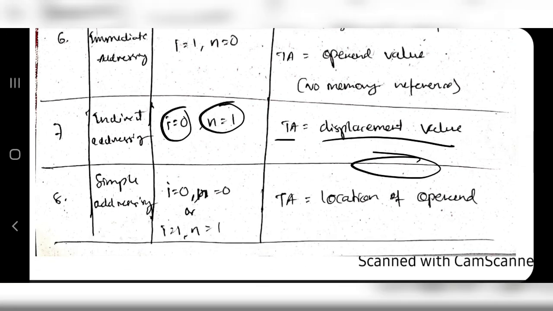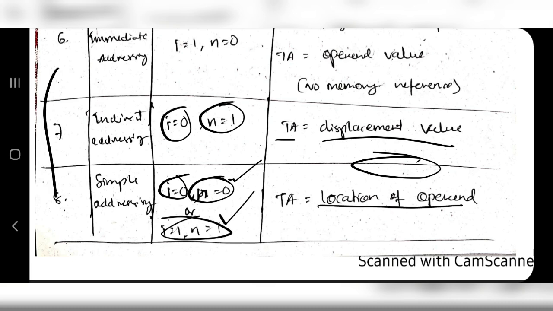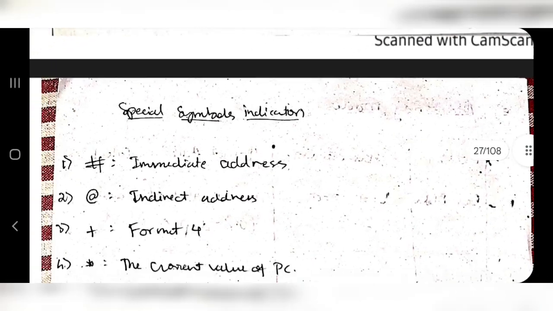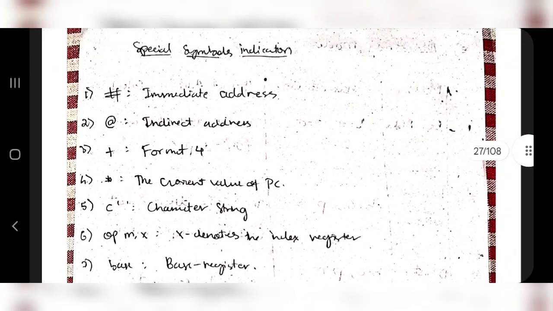In this case also the displacement value will be taken. I is equal to 0, N is equal to 0, or both are 1, both 0 or both 1, that is also taken as the location of the operand. So all of these we will be discussing by using an example in the upcoming slide. Before that, here are some special symbols.